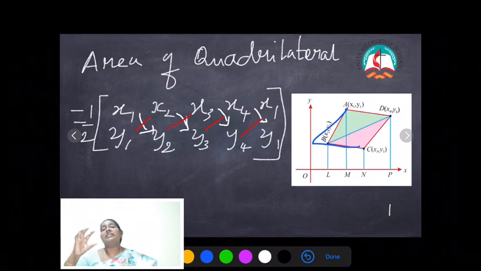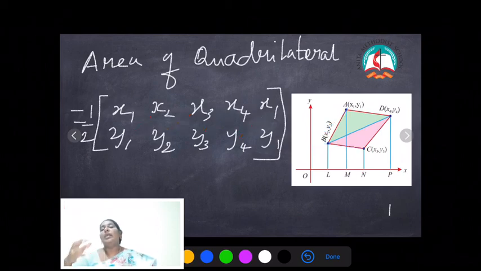After applying that, we multiply, children. Do you remember how to find it? After finding, apply the values, find the value, then you write square units.